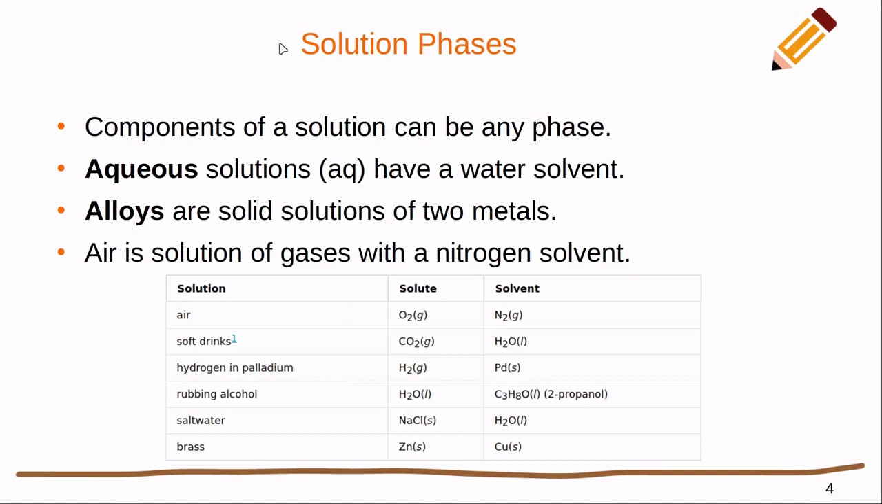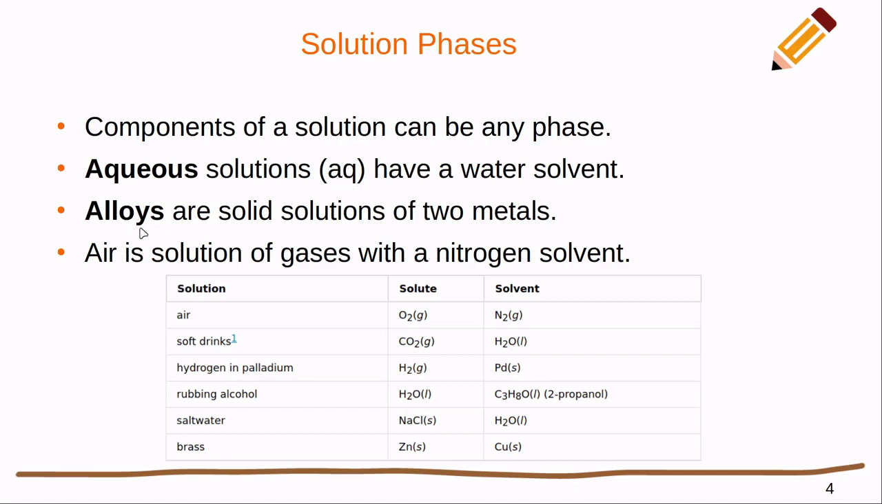We're pretty familiar with the idea of solutions, but we often think about this as just being solids dissolved in a liquid. But it's actually true that the components of a solution can be any phase. The classic example is just thinking of adding something to water and it dissolves. This is so common that we actually have a special name just for water-based solvents called aqueous solutions, and we have a little symbol, AQ, that we use for that.